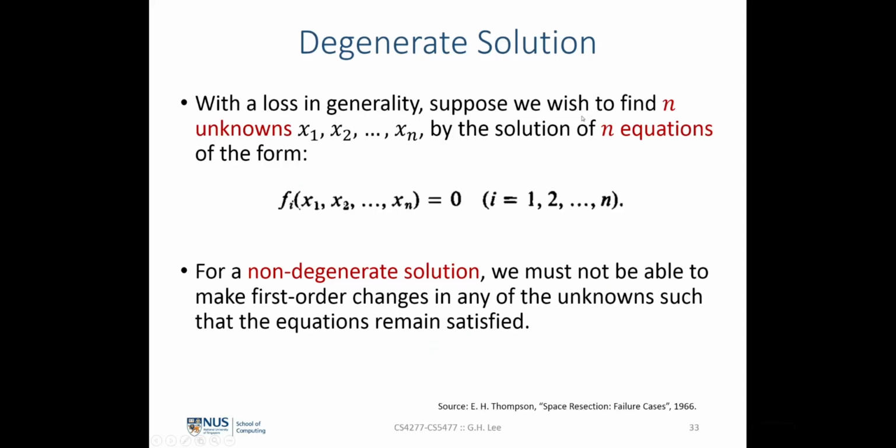Without loss of generality, suppose that we wish to find a set of n unknowns, which we denote by x1, x2, all the way to xn, by the set of n equations in the form of fi, where i equals 1 to n. That means I have a system of polynomial equations, f1 parameterized by the set of unknowns x1 to xn, all the way to fn parameterized by the same set of unknowns.